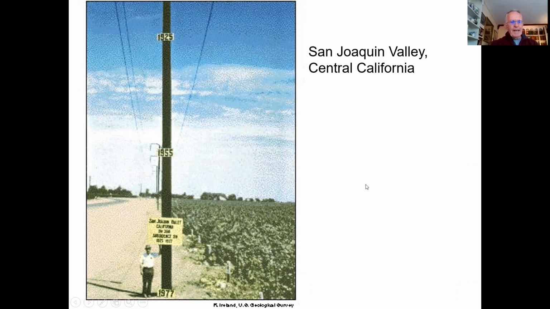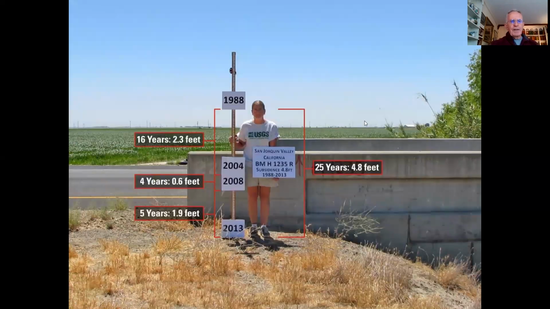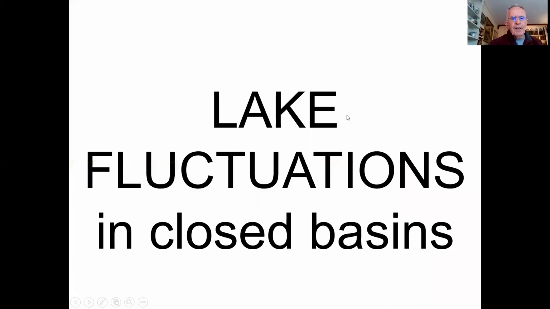This is the San Joaquin Valley in central California. At the bottom, you can see the date 1977, which presumably is when this image was taken. And then as we go up the power pole or telegraph pole or whatever it is, we find the ground surface level in 1955, and then towards the top, the ground surface level in 1925. Similar exercise shown here. We have the situation in the San Joaquin Valley with some recent data on the amount of subsidence that has occurred.